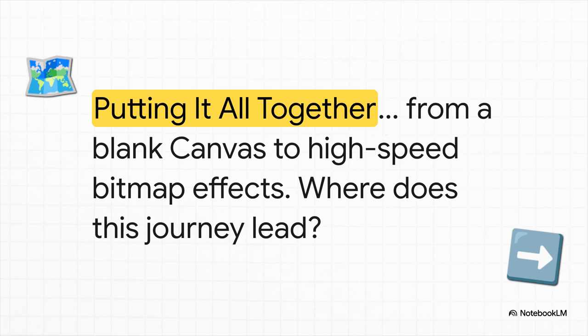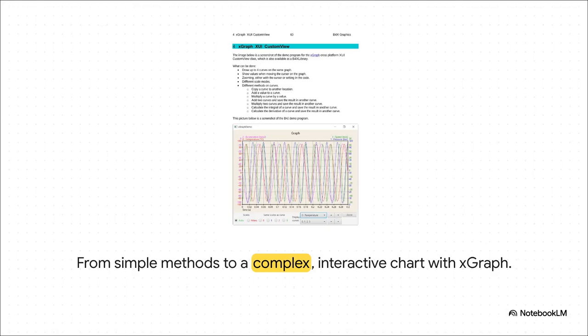All right, think about the journey we've just been on. We started with just an idea, then a blank canvas, then we drew some simple shapes, and then we unlocked high-speed bitmap effects. So where does that all lead? It leads to this. This is xGraph. It's a custom view built entirely with the B4X and XUI tools we've been talking about. Every single line, every number, every curve you see here is drawn using that same graphics engine. It's the ultimate proof of how you can build something really complex from those fundamental parts.